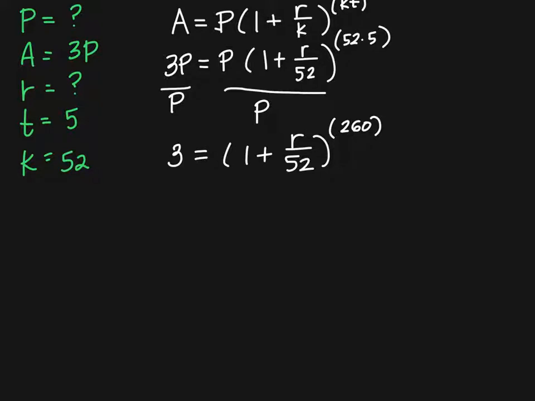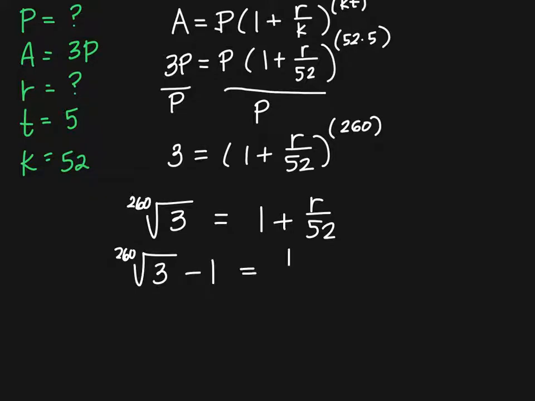All right, so yes, we are going to use the 260th root. What that's going to do is we're going to have the 260th root of 3. And on the other side, that's canceled out, and all we have is 1 plus R over 52. Okay, we got rid of the 260. What do we want to get rid of next? We're just trying to get R by itself. How do we get rid of 1? We subtract. So we'll have the 260th root of 3 minus 1 equals R over 52.